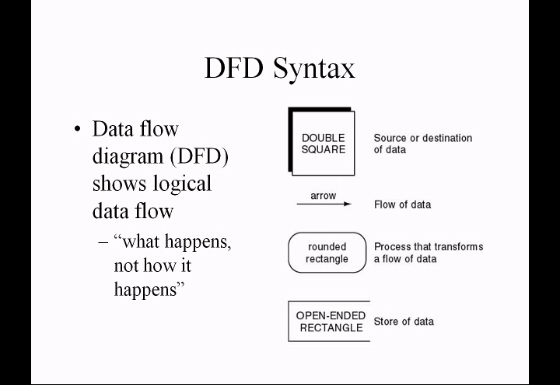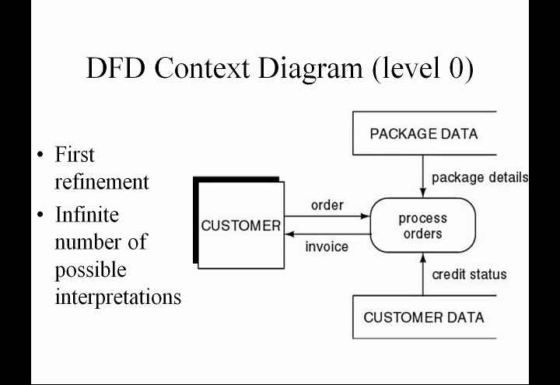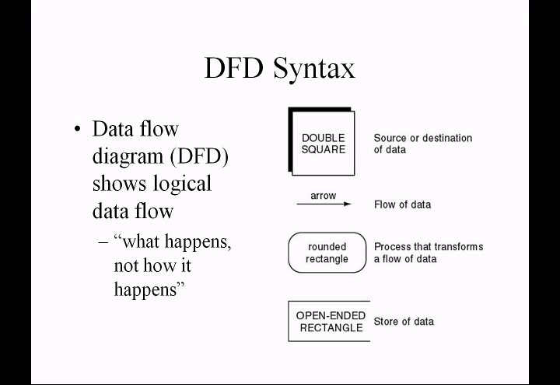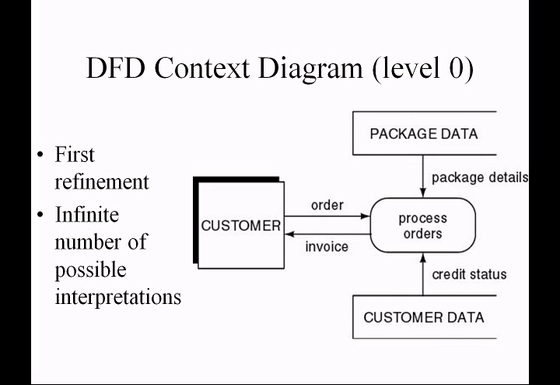That double square there is a source or destination of data. So the customer is going to place an order online. The customer will also receive some kind of confirmation or feedback, like an invoice online. These open-ended squares, the stores of data, think about them as maybe a database or some kind of file with additional XML associated with it. Package data talks about individual items for sale, versus customer data that has all the information about our specific customer: name, address, credit card number, and so it goes.